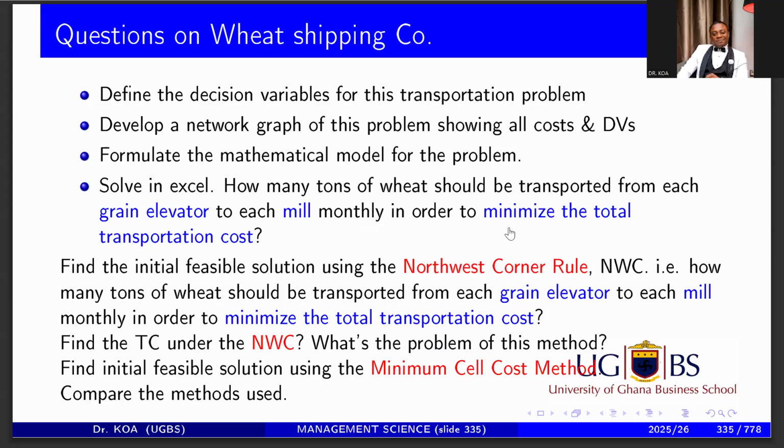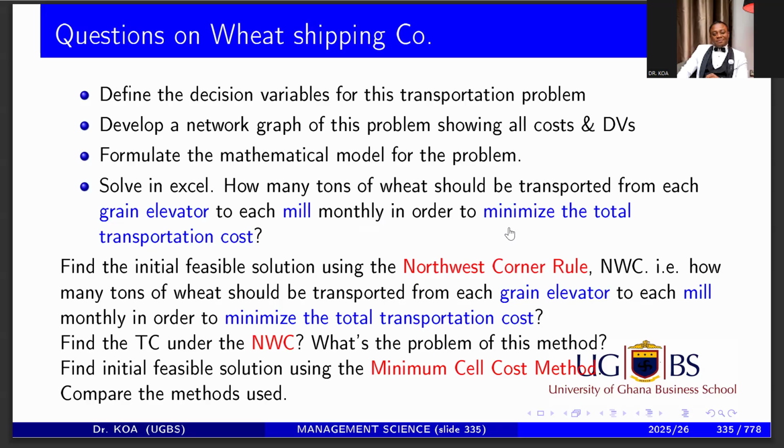Two, after defining the decision variable, develop a network model. Show all the costs and the decision variables. Formulate the model. Solve in Excel. You guys are not going to solve in Excel, but you're going to solve. In fact, you might solve it in Excel, but the key point is to use the simplest algorithm to do the solution.